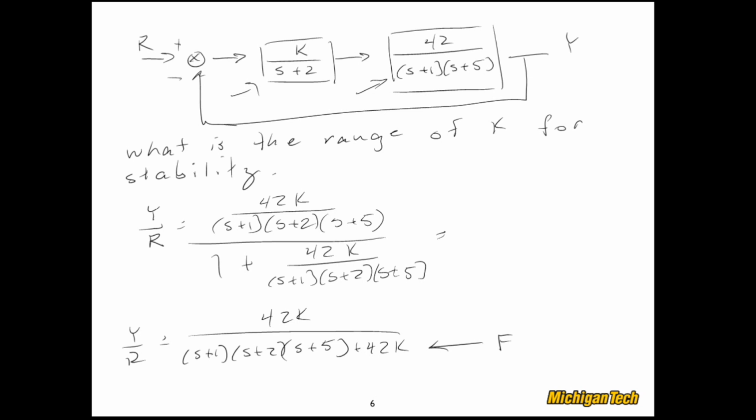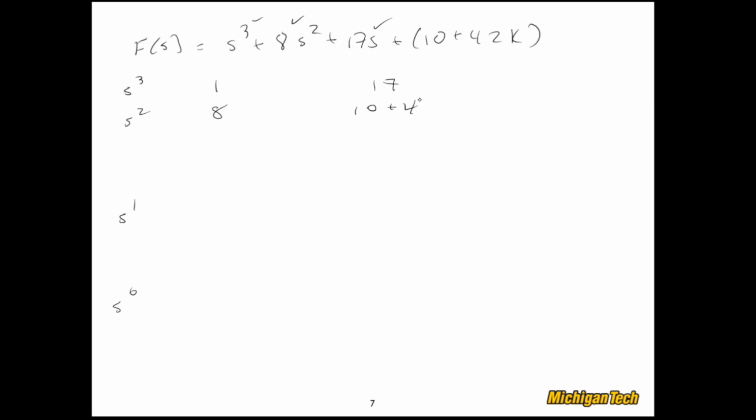So we'd have to multiply that out, and we can easily do that. And we'll get S cubed plus 8S squared plus 17S plus 10 plus 42K. Beautiful. Now I can do the Routh-Hurwitz. My first two indices are S cubed and S squared. Give myself a wee bit of room because I do have some strange terms in there. I get a 1 from there, and a 17 from here, an 8, and a 10 plus 42K.